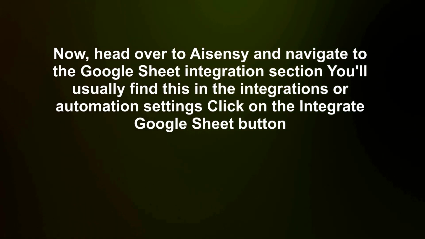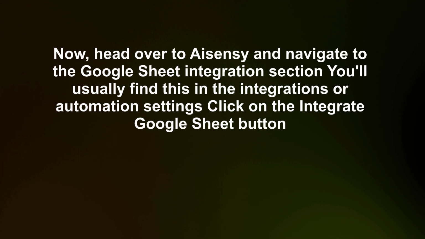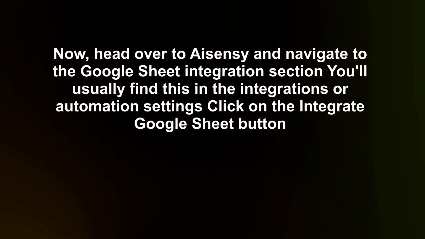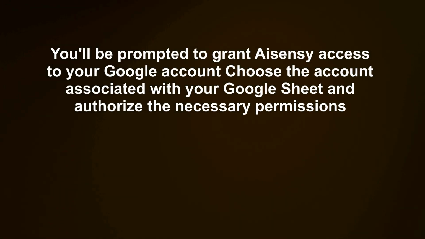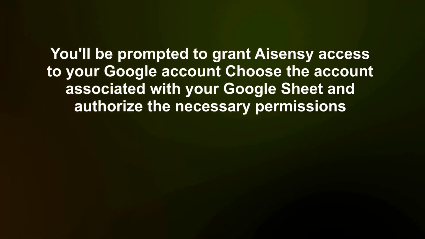Now, head over to Aisensy and navigate to the Google Sheet integration section. You'll usually find this in the integrations or automation settings. Click on the Integrate Google Sheet button. You'll be prompted to grant Aisensy access to your Google account. Choose the account associated with your Google Sheet and authorize the necessary permissions.